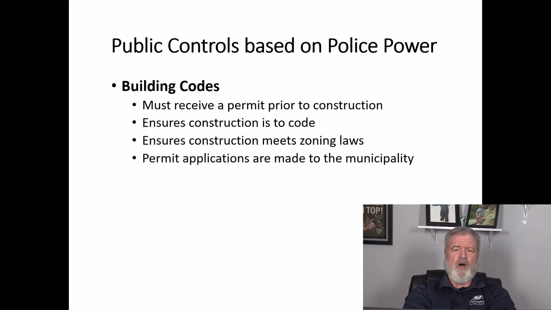So now we move on to some other examples of this police power. The next one would be building codes. If you decided to build a house, obviously you can't just start nailing boards together, right? There are requirements. And one of the first requirements is you have to submit an application for a permit. You've got to get a permit to do any type of construction, because it has to be constructed to code. You want to make sure it's safe. There are no issues there that could get somebody hurt or even killed.